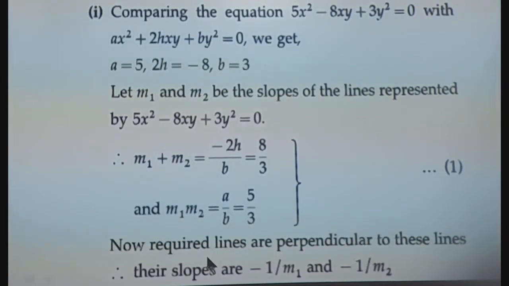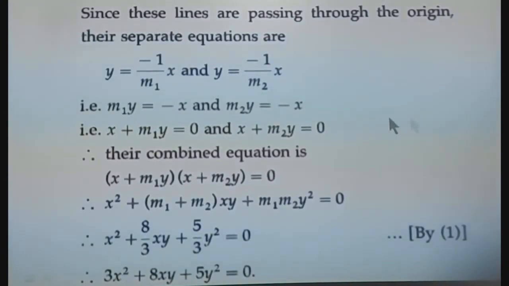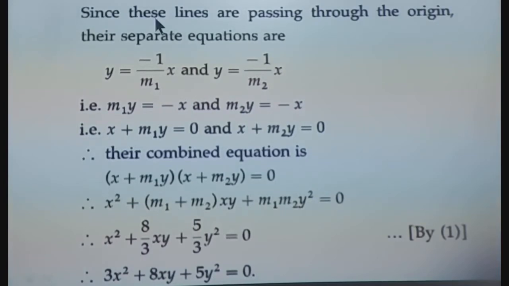Now we have to find the lines which are perpendicular to these lines. The slopes of the lines are m1 and m2. We have to find the combined equation of lines which are perpendicular to these lines. So their slopes must be in reciprocal form and their sign must be opposite. So the slope of the given line is m1, and the line perpendicular to it has slope minus 1 upon m1, and the line perpendicular to the line having slope m2 has slope minus 1 upon m2. Using these as the slopes of the required lines, their slopes are minus 1 upon m1 and minus 1 upon m2. Since these lines pass through the origin, their separate equations are found next.